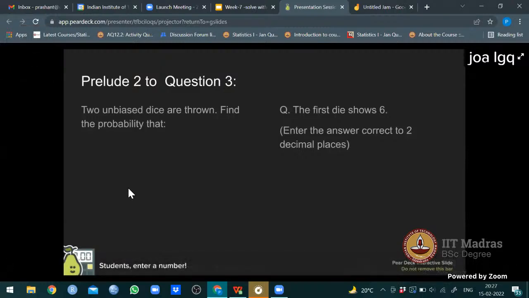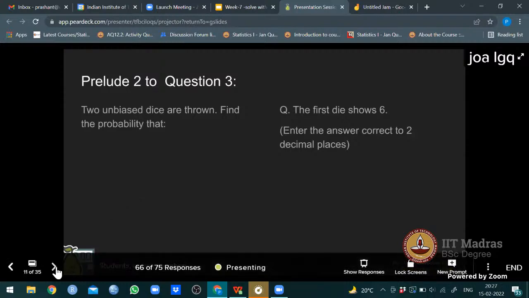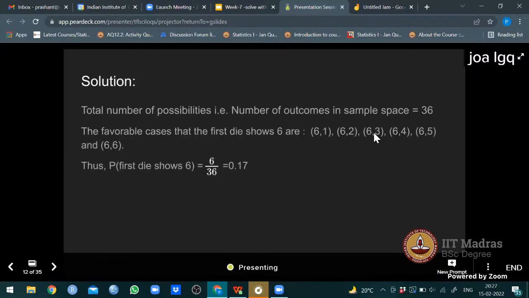So we have to take 2. Here it is already mentioned 2 unbiased dice, so we have to take 2 only. Find the probability that the first die shows 6. So 6,1, 6,2 is the correct approach. That's the thing which we are discussing.